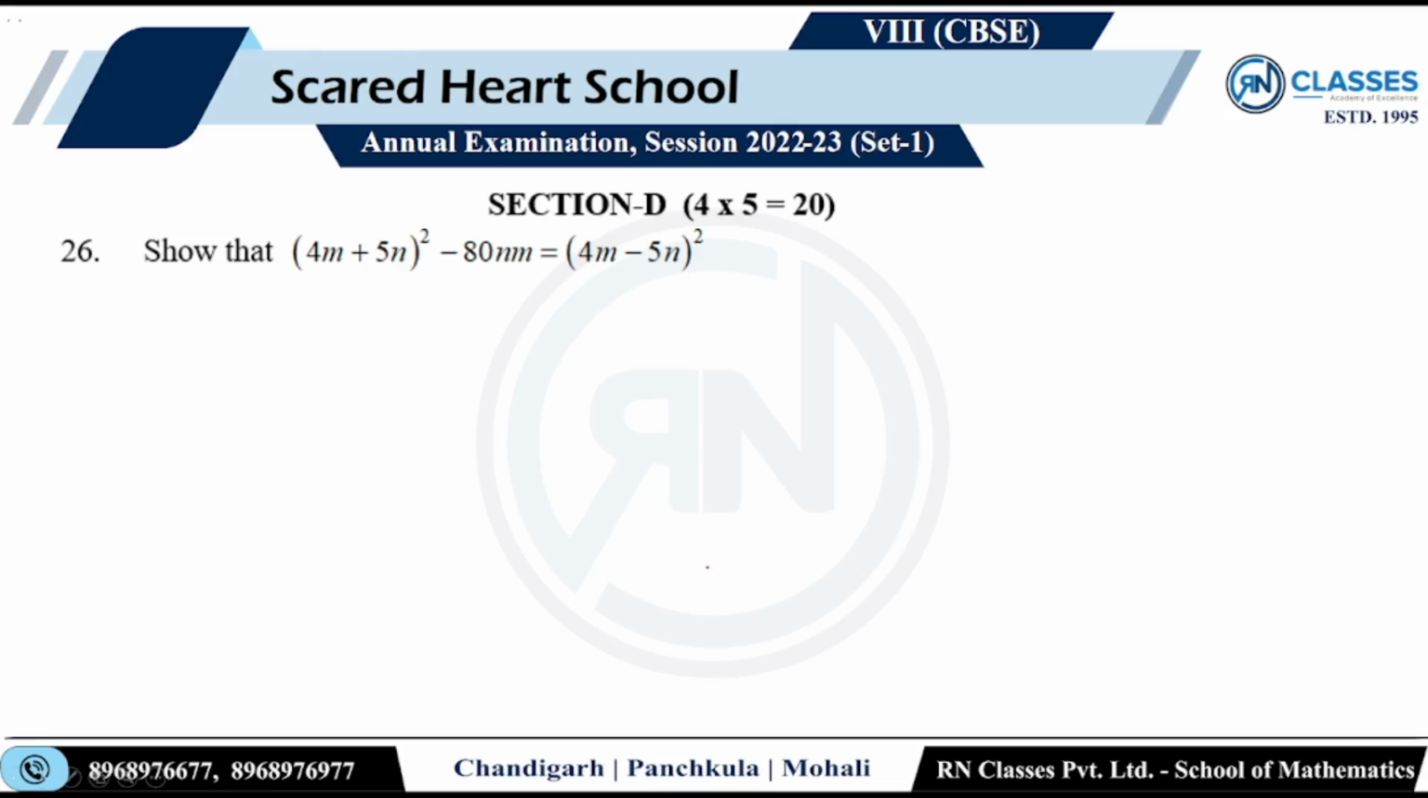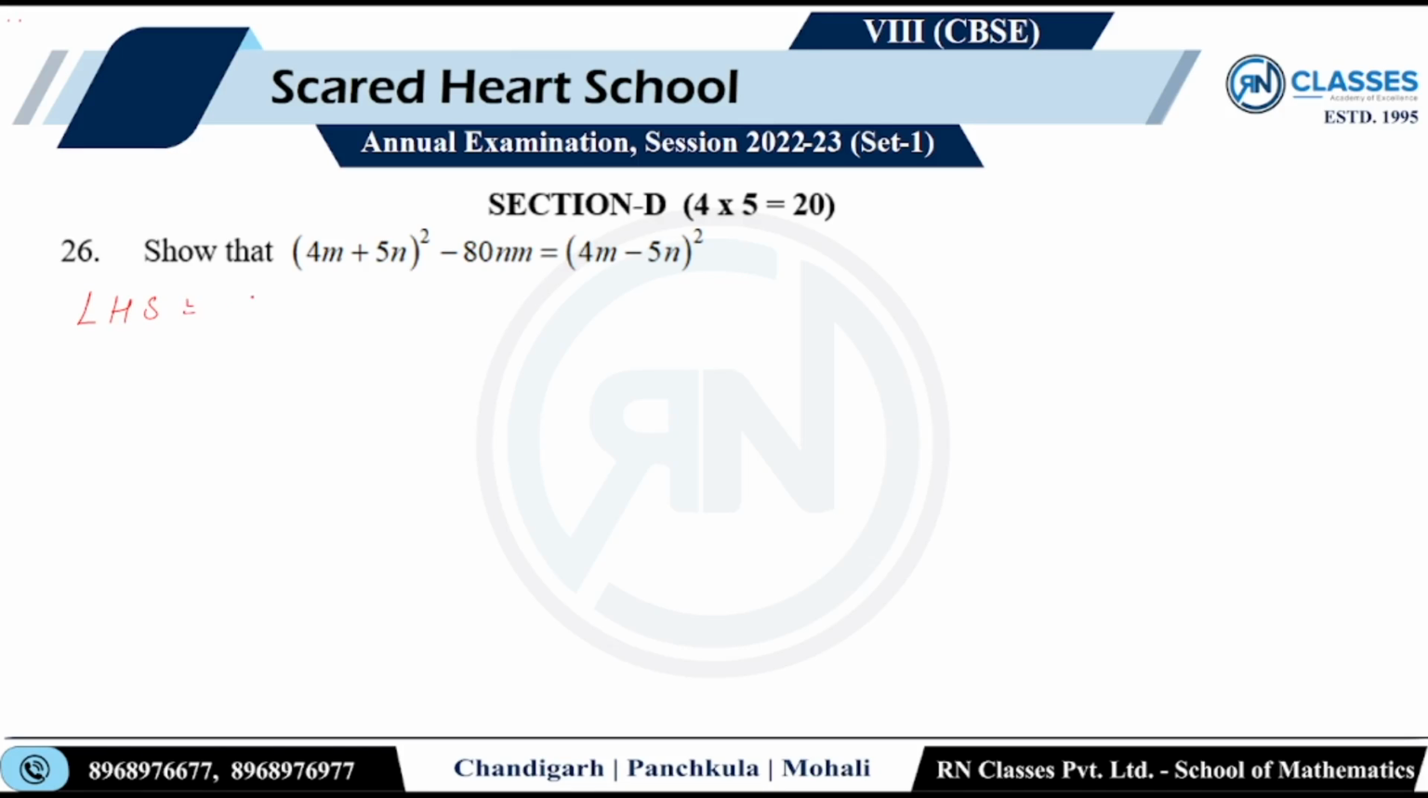Next one. Section D. Now, each question would carry 4 marks. So question 26, show that 4m plus 5n का whole square minus 80nm is equal to 4m minus 5n का whole square. So, show करना है means LHS equal to RHS से शुरू करेंगे.